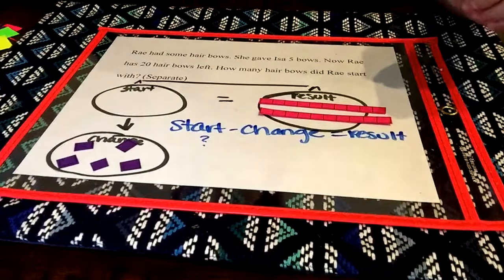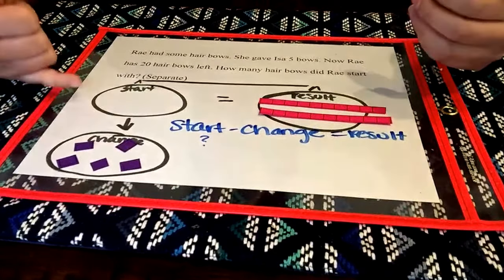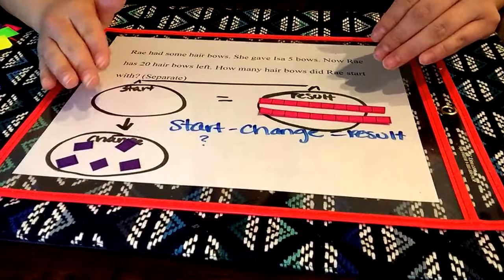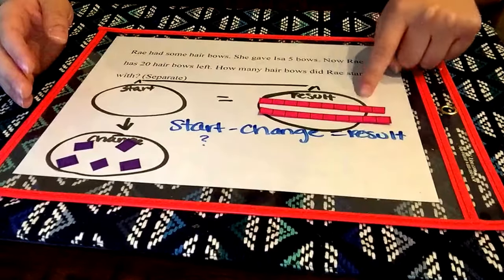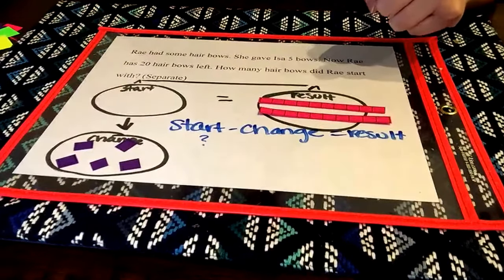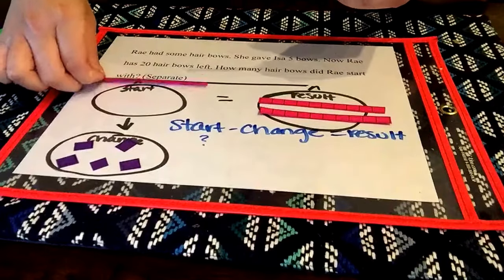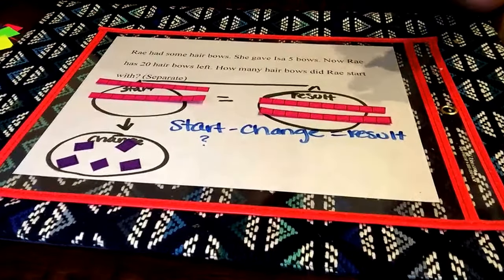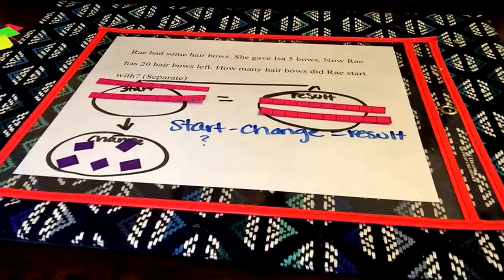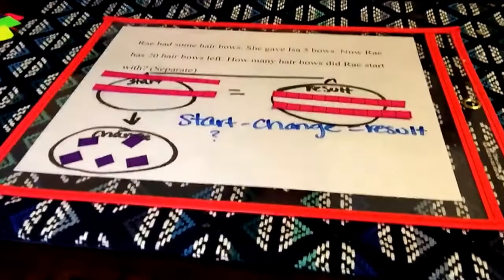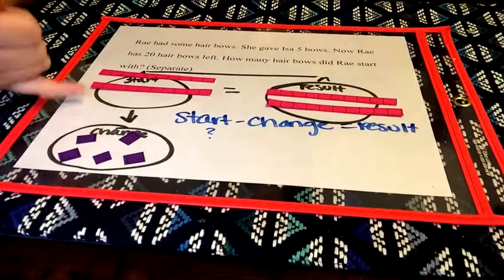And so, again, we are looking for the start. And so this is my separate structure model. And so I have filled in using base 10 blocks. And so we know that Ray was left with 20. And so she was left with 20, so that must mean she started with at least 20. So I'm going to put in 20, or 2 base 10 rods. And so then, if we're looking for how many hair bows Ray started off with, and we know that she ends with 20, that means she must have started with at least 20. And so we do know we took away 5 from the total.